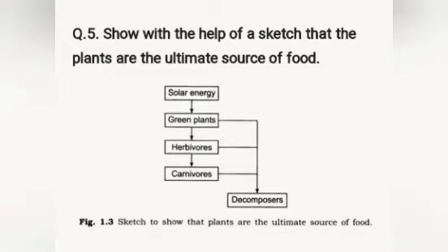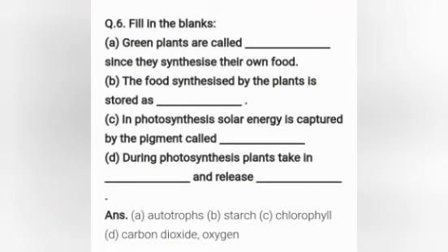show with the help of a sketch that plants are the ultimate source of food. Solar energy is taken by green plants, then by herbivores, then by carnivores. Then these are decomposers. You can see the sketch and note down these points in your notes. And the sixth question is, fill in the blanks. Note all the questions which I have said.